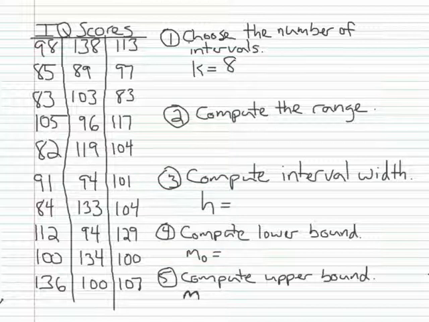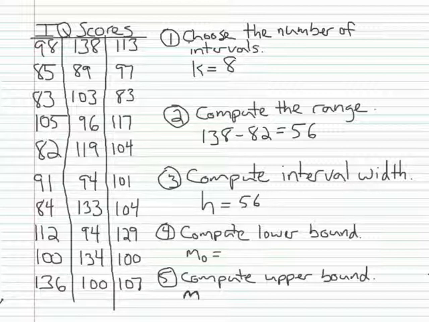The next step is to compute the range. To compute the range, I need the highest score, which is 138. And from that, I need to subtract the lowest score, which is 82. And with that, I get a range of 56. Next, I need to compute the interval width, and this is simply the range divided by the number of intervals. So this h is going to equal 56 divided by 8, which equals 7.